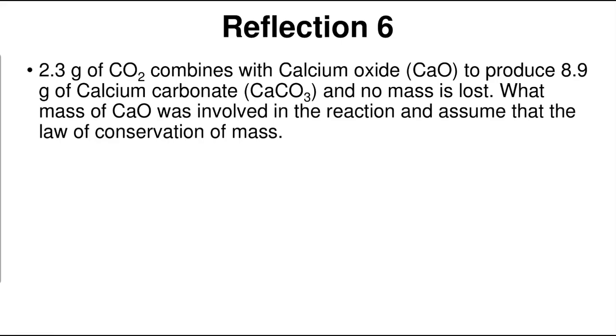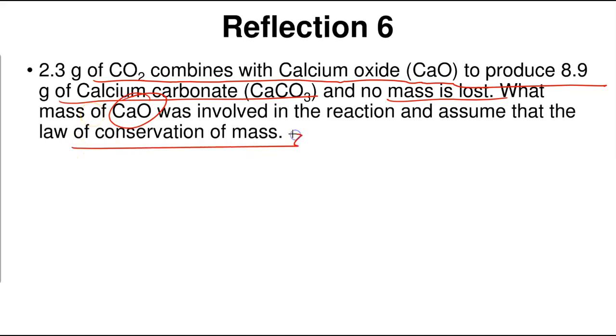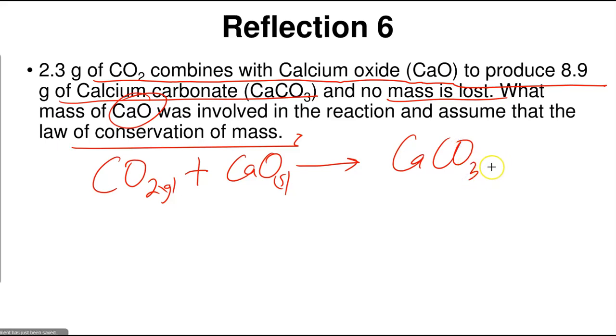Let's take an example here. So this law is trying to make us understand this last question, reflection, which says, understand that matter is never lost or gained in a chemical reaction. It says 2.3 grams of carbon dioxide combines with calcium oxide, which is lime, to produce 8.9 grams of calcium carbonate. And no mass is lost. So we assume that no mass is lost. What mass of calcium oxide was involved in the reaction, assuming that the law of conservation of mass takes hold? So first, let's write the reaction. Here, CO2 gas combines with calcium oxide, which is solid, to form calcium carbonate, which is solid.